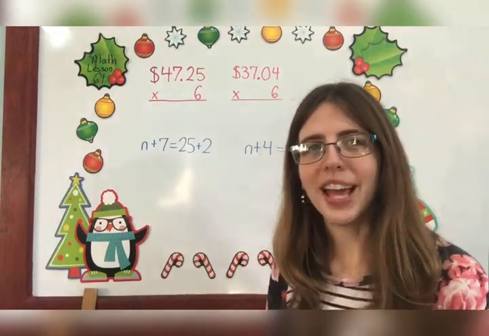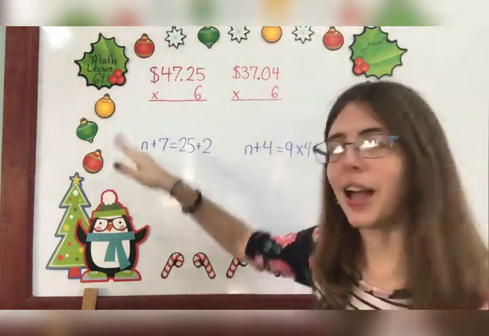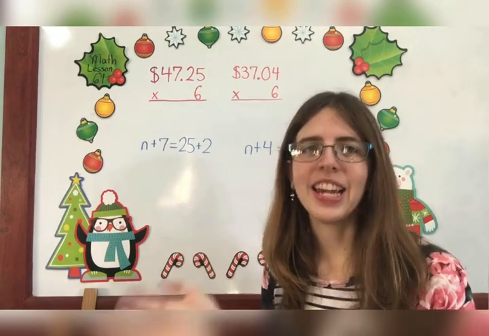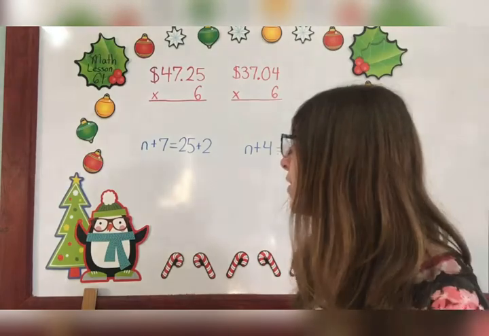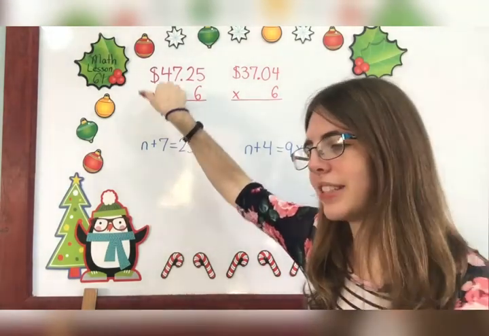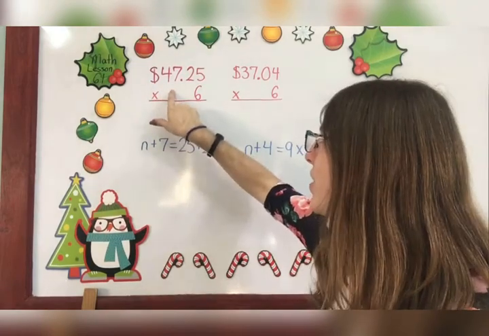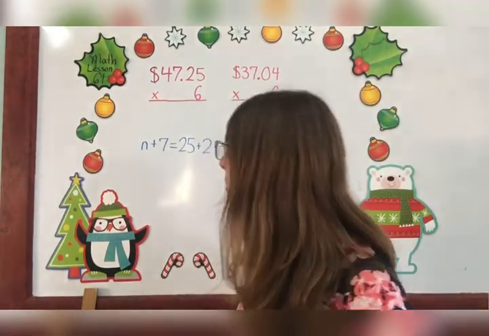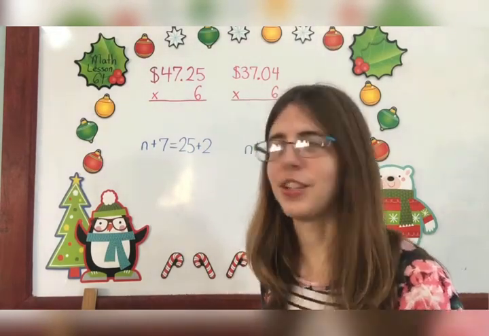All right, multiplying money is actually really simple. All you do is multiply like normal, but at the end you have to add in your dollar sign and your decimal point. Look at this first example. This is the same as the one in the blue box at the top of your paper. $47.25 times 6. Okay, to multiply, I just start doing like I always do.